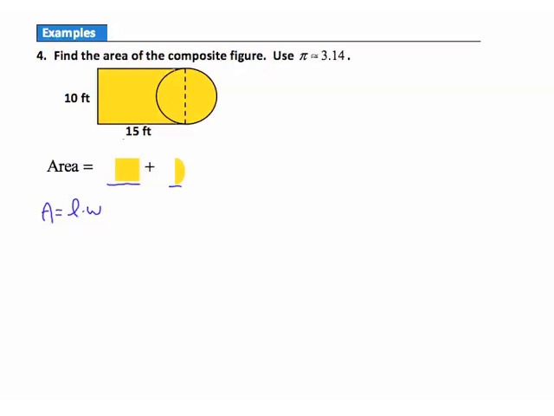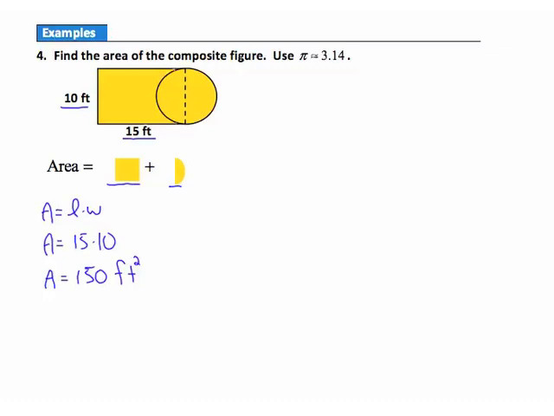And we have both of those pieces of information on our picture here. The length of our rectangle is 15 feet. The width is 10 feet. So we're just going to plug this information in. The length was 15 feet. The width was 10 feet. We multiply those two together. We get the area of the rectangle is 150 square feet.